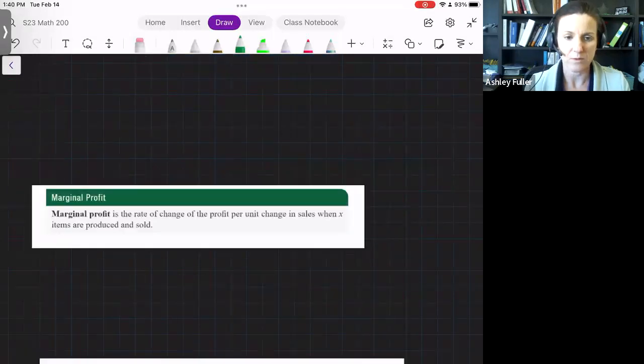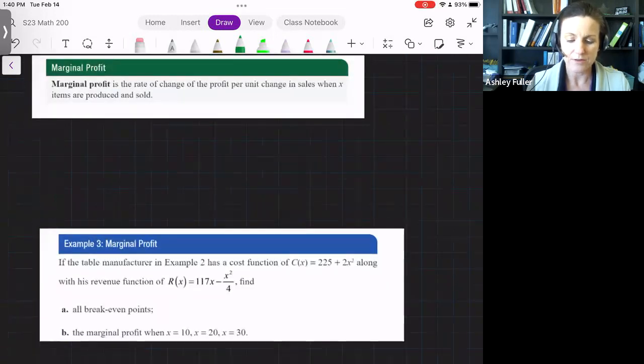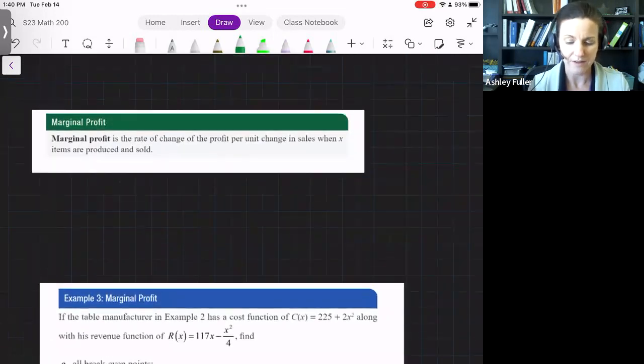Marginal profit, again, works the same way. We are looking at the change of profit per unit in sales. And as long as that revenue is greater than cost, there's a profit. However, we can see that sometimes that profit rate, the change in the profit, is decreasing.